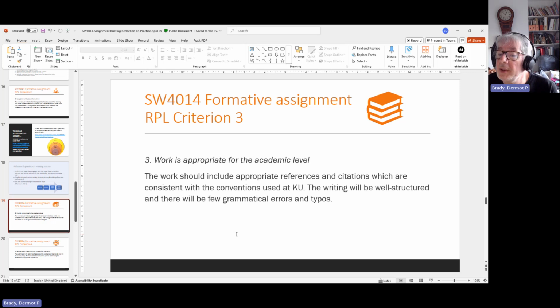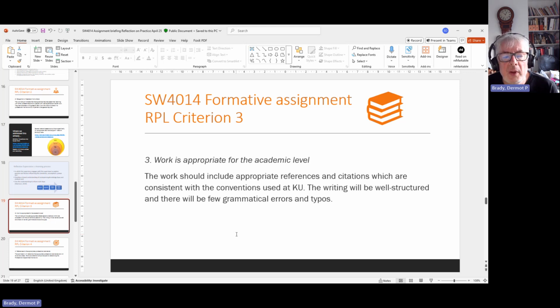Criteria 3, well, this is about references and citations. Now, it's quite a struggle, really, to get this right in the first year. Do you know what I mean? You have 3 years to develop these skills and work on them. And I definitely will give you feedback on that when you do your draft.